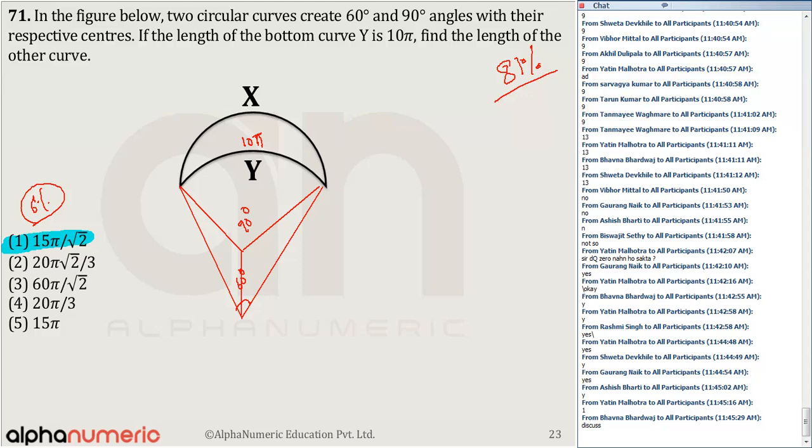ठीक है, दिस एंगल इज इक्वल टू 30 डिग्री। जस्ट अ मिनट, लेट मी राइट इट डाउन। दिस इज 30 डिग्री। This angle is also 30 degree. ठीक है, ये 30 degree हो गया, ये 30 degree हो गया। ठीक है, this angle is 90 degree.